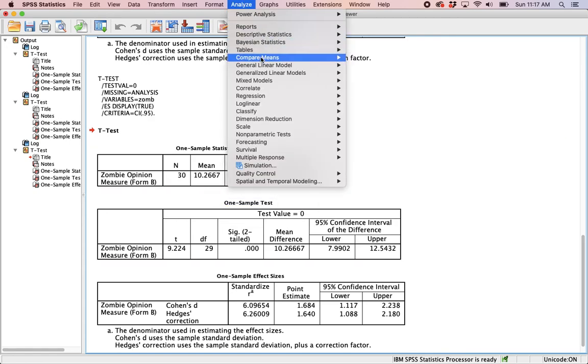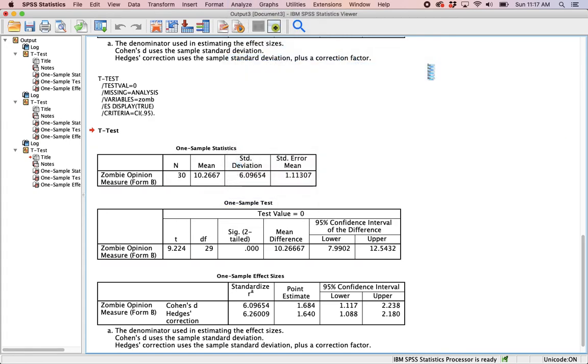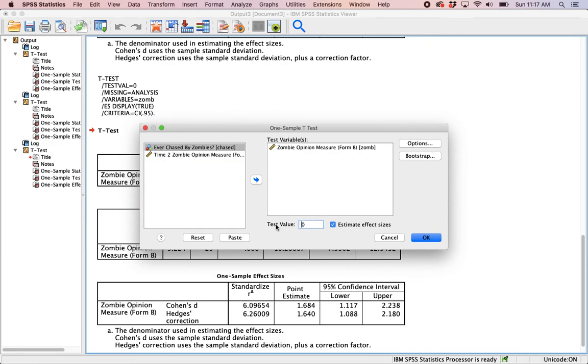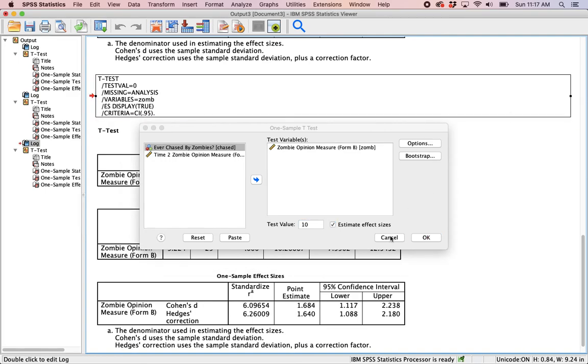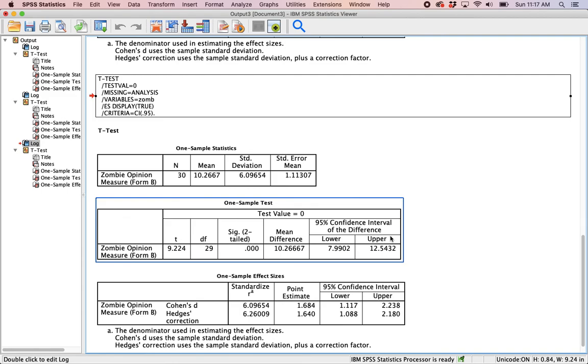So make sure when you're going in there and you're running that one sample t-test to make sure to put that test value in there. Okay, I think that's it. That's really all there is to it. It's fairly straightforward, running a one sample t-test.